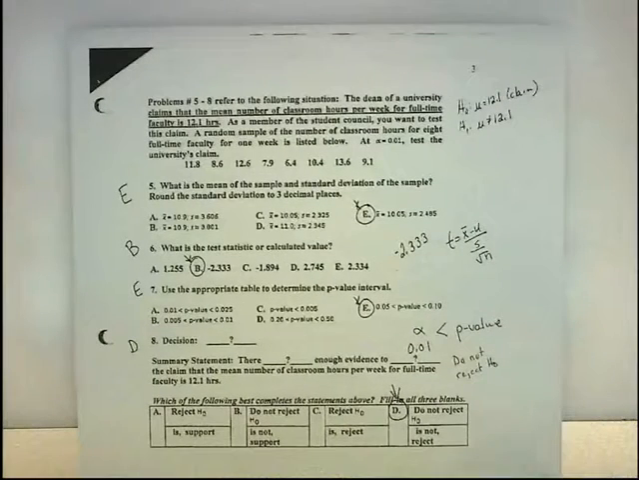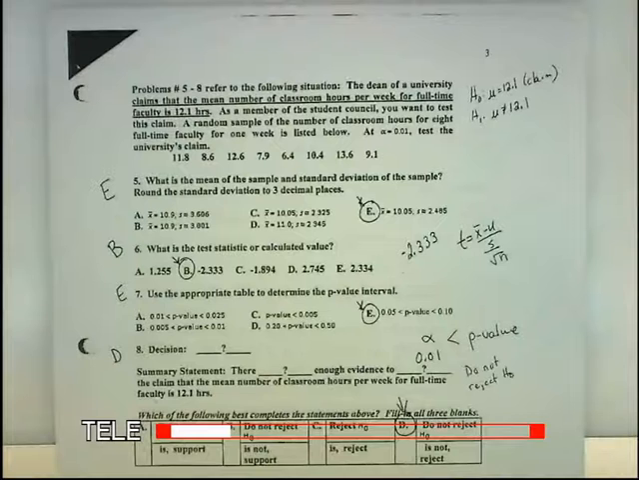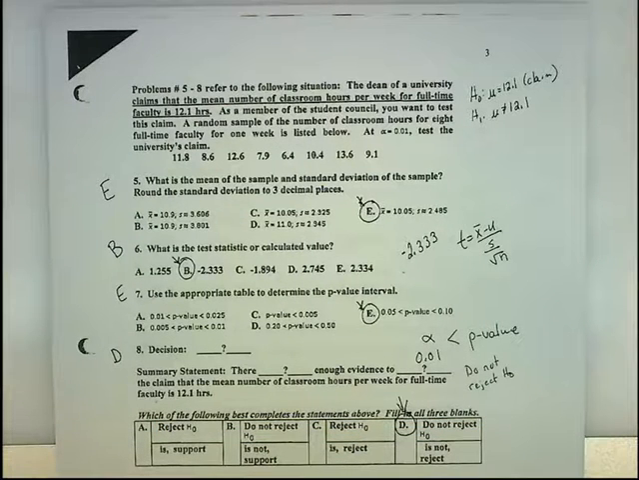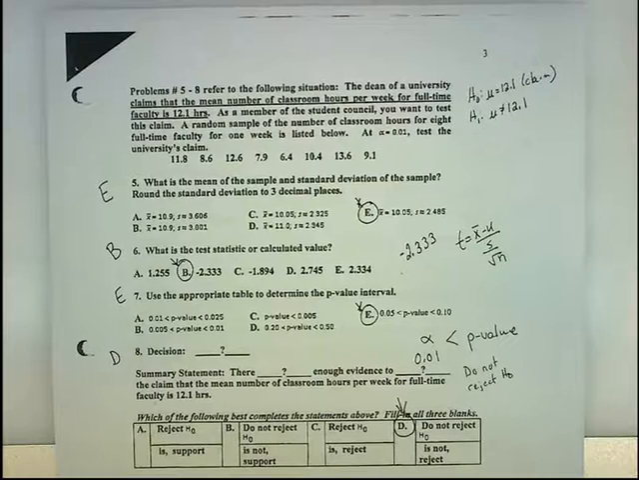Problems 5 through 8 deal with raw data. And it says the dean of the university claims that the mean number of classroom hours per week for full-time faculty is exactly 12.1 hours. As a member of the student council, you want to test this claim. A random sample of the number of classroom hours for 8 full-time faculty for 1 week is listed below. At alpha equals 1%, test the university's claim.